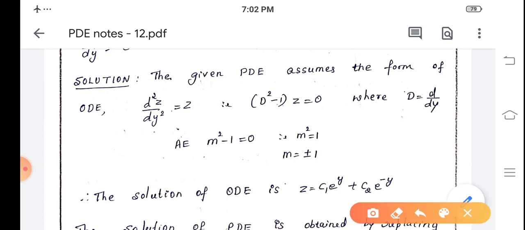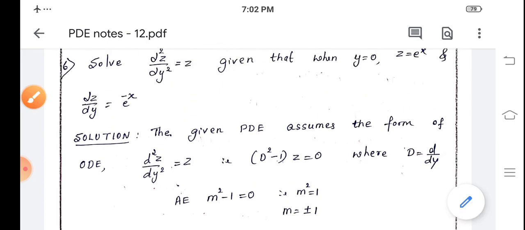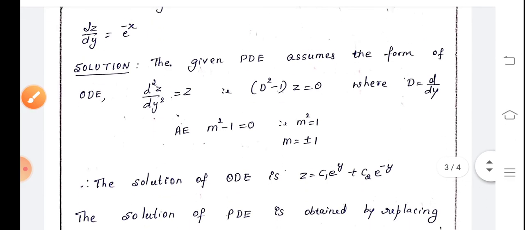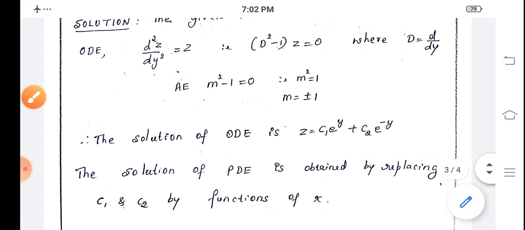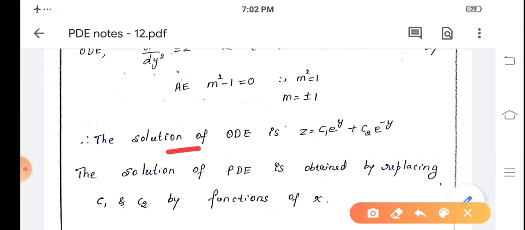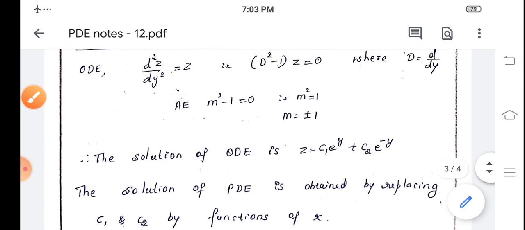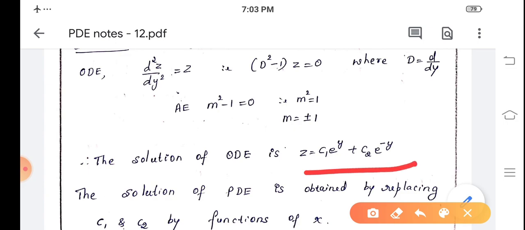That is (D² minus 1) z equal to 0, where D is d/dy, because in the given partial differential equation it is partial derivative with respect to y only. Now the auxiliary equation will be m² minus 1 equal to 0, or m² equal to 1. Then m is equal to plus or minus 1. We obtain two distinct roots. Now the solution of the ordinary differential equation is c1 e^y plus c2 e^(-y).